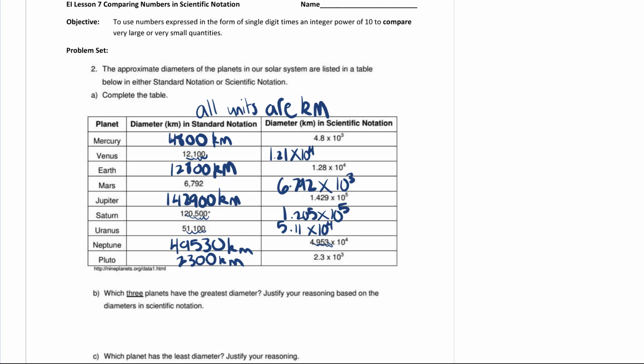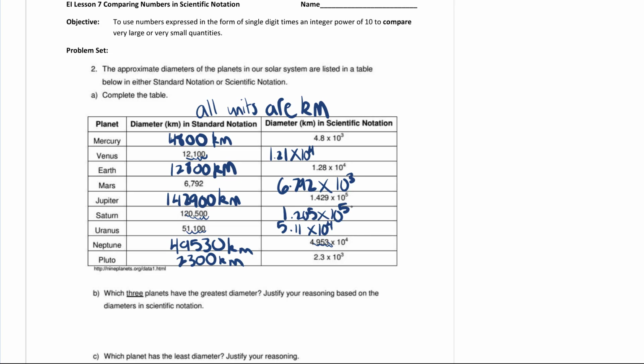Which 3 planets have the greatest diameter? That's definitely Jupiter, Saturn, and Uranus. Justify your reasoning based on scientific notation. We have 10 to the 5th for Jupiter, 10 to the 5th for Saturn. So this is the really high order of size here.